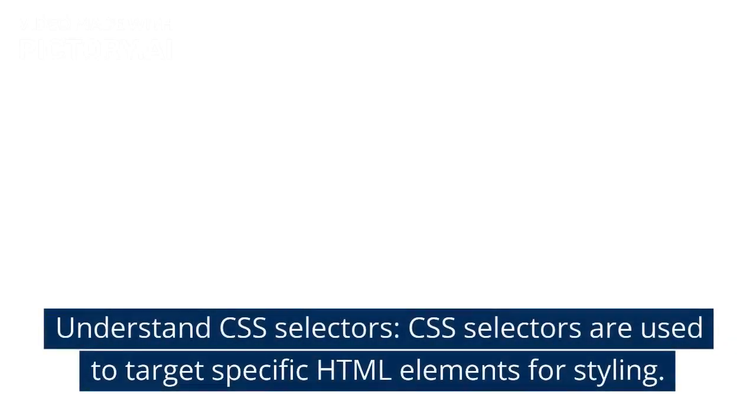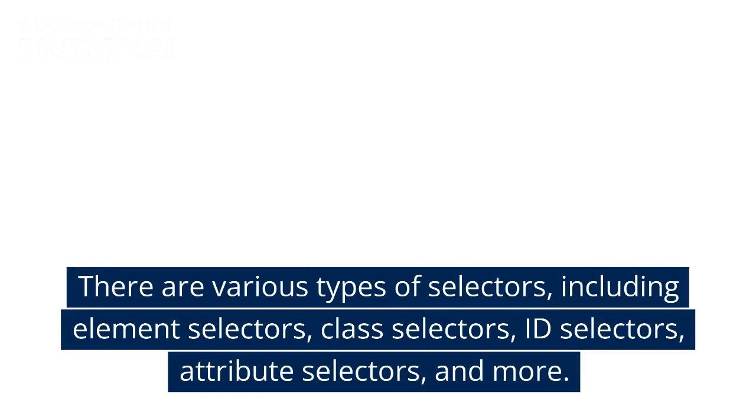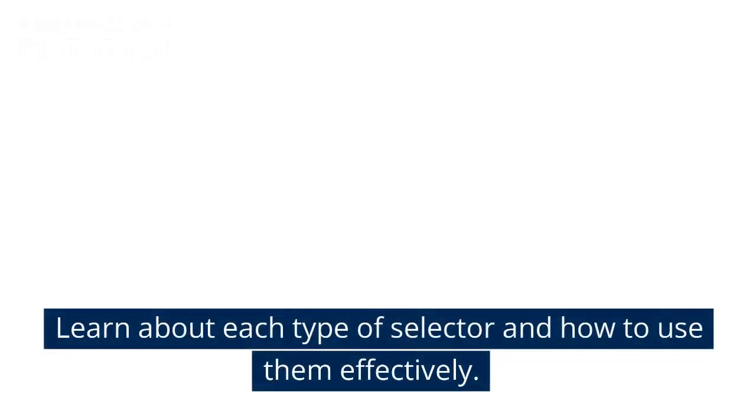7. Understand CSS selectors. CSS selectors are used to target specific HTML elements for styling. There are various types of selectors, including element selectors, class selectors, ID selectors, attribute selectors, and more. Learn about each type of selector and how to use them effectively.